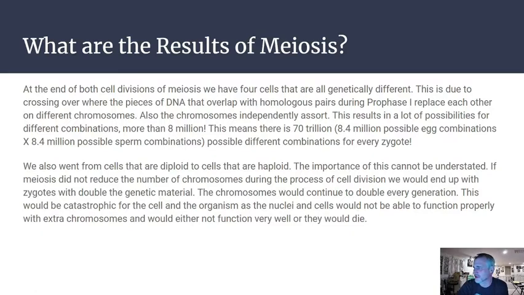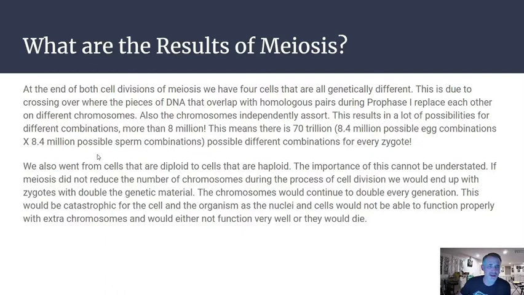Well, you can actually correct them now and say, actually, I'm 1 in 70 trillion possible combinations of sperm and egg that could have happened, right? So 8.4 million possible egg combinations times 8.4 million possible sperm combinations makes approximately 70 trillion possible combinations that produced you. So unless you have an identical twin, okay, then you're a 1 in 70 trillion chance that those combinations came together to form you.